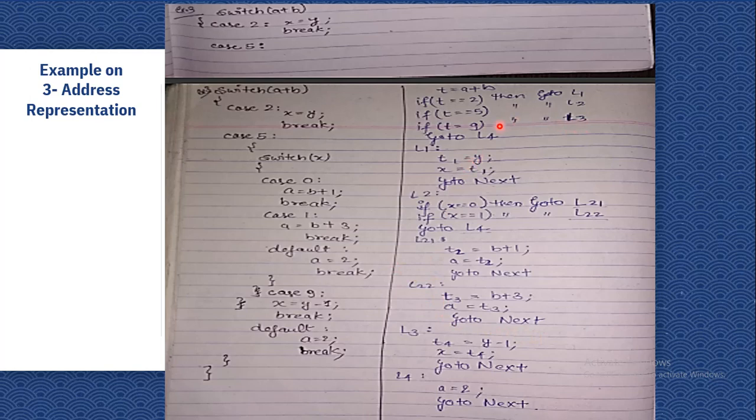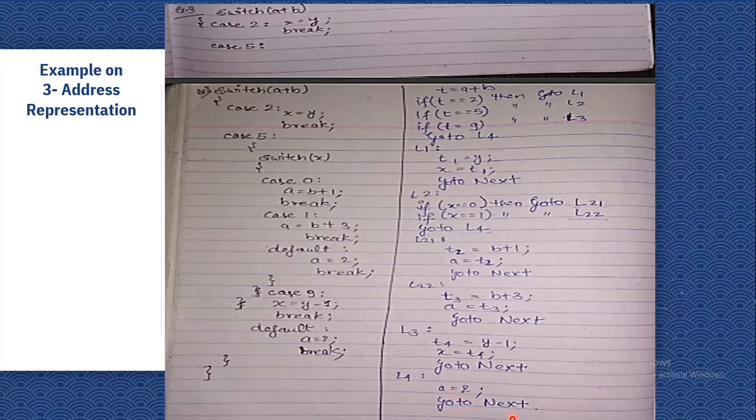In L3, if the value of a plus b is 9, then go to L3, and in L3 t4 equals y minus 1. If the value of a plus b is 9, then y minus 1 is stored in the variable t4, and the value of t4 is copied to x, and then go to the next phase. If no condition gets true, then the default will be executed, and the default says the value of a equals 2. So I am not doing anything else, just a equals 2, and go to the next phase.